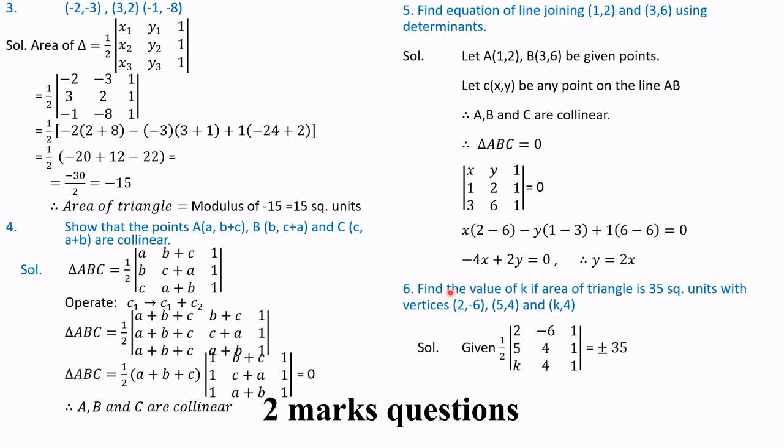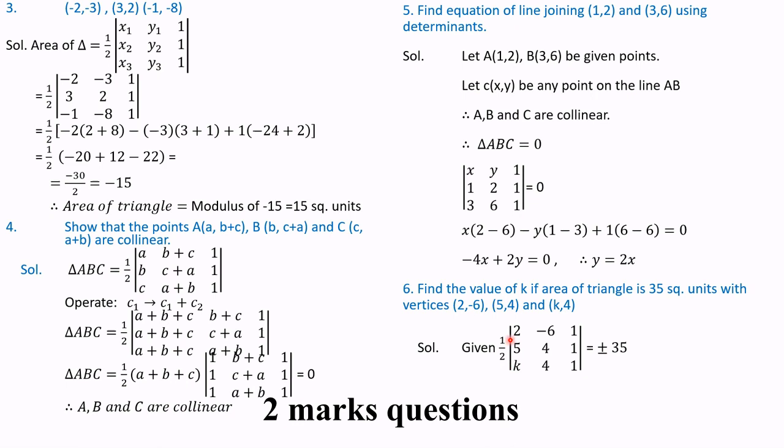So question number 6. Find the value of k if the area of the triangle is 35 square units with vertices (2, minus 6), (5, 4) and (k, 4). So we have to substitute this in the expression for the given triangle. Please write the expression for the given triangle in terms of the formula with x1, y1, 1, x2, y2, 1, x3, y3, 1. That step I have skipped here, but you write it for yourself.